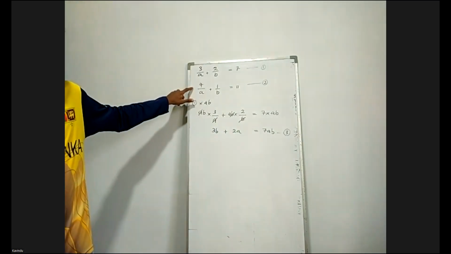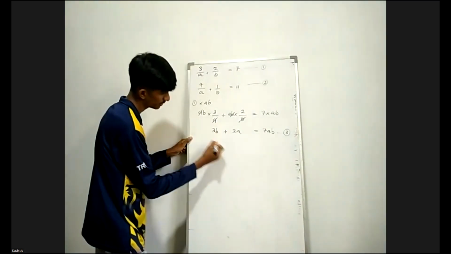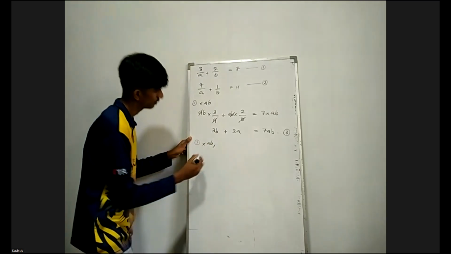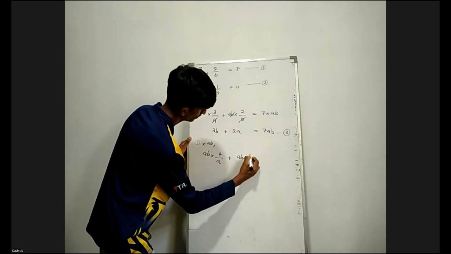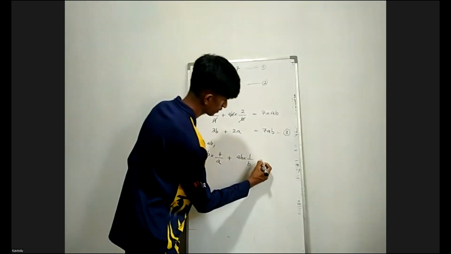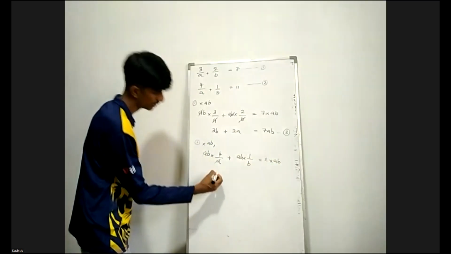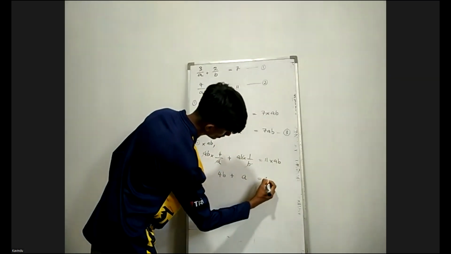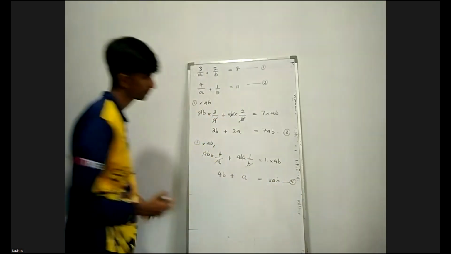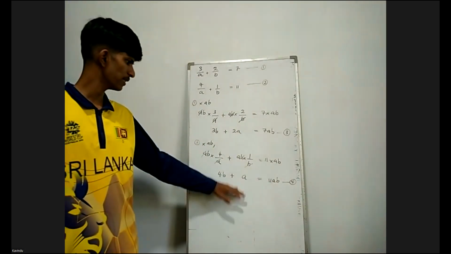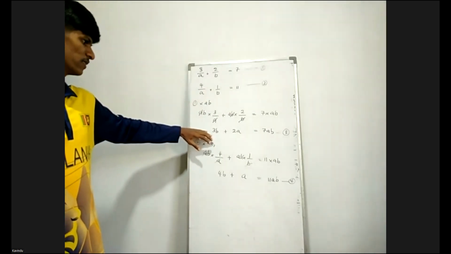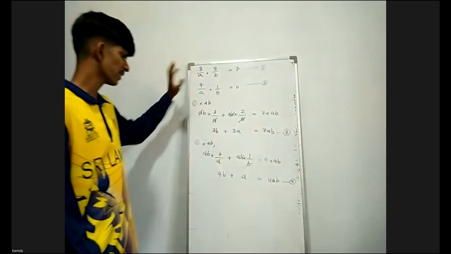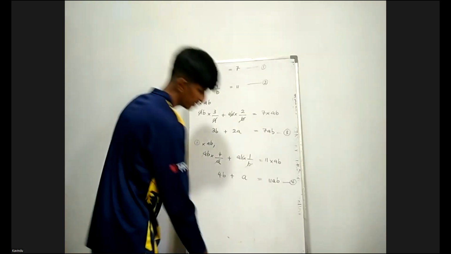Then multiply the second equation also by AB. Then we can cancel A, 4B plus A is equal to 11AB. Now we get these two simple linear equations. They were in fraction form, and now we have to consider these two equations and solve the simultaneous equations.